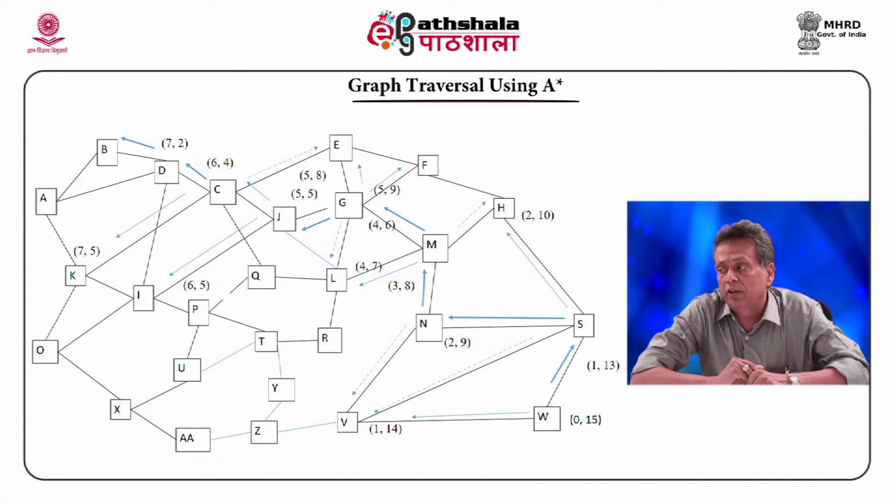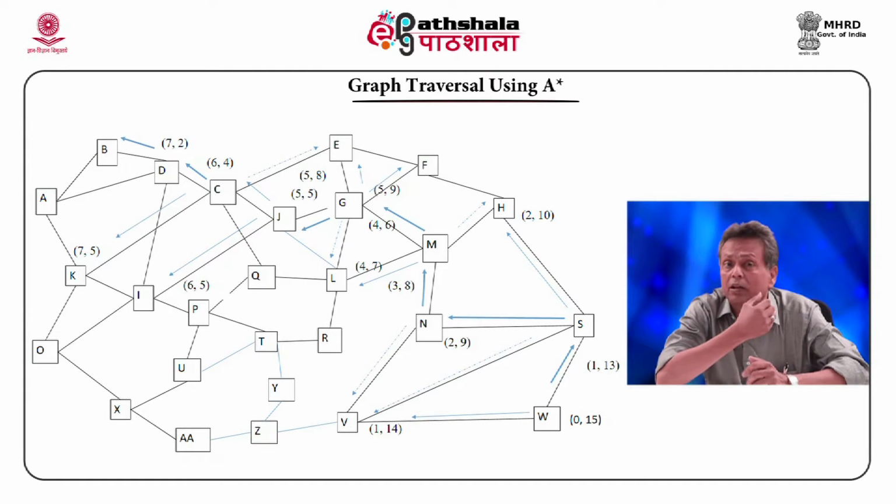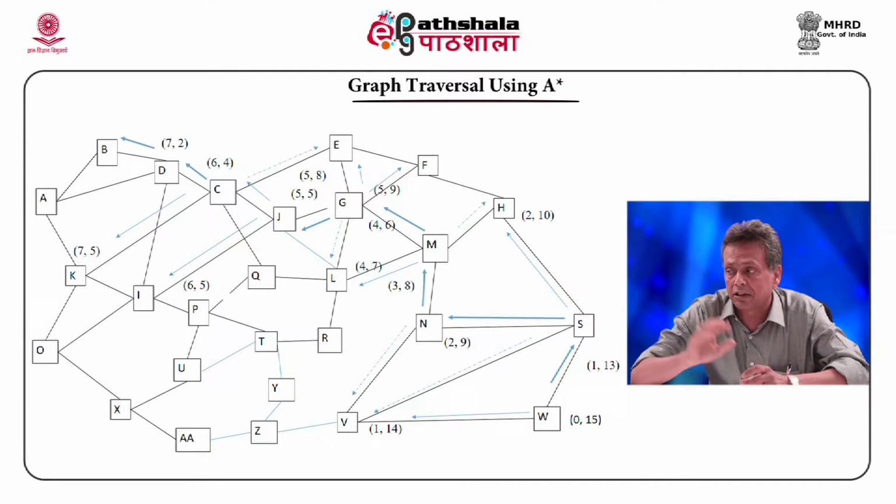The heuristic value from N is 9, from H is 10. That means H is expected to be 10 moves away from B, and N is 9 moves away from B. So that means N is nearer, and we should explore N. So that is done. Now an interesting thing happens when we explore N.